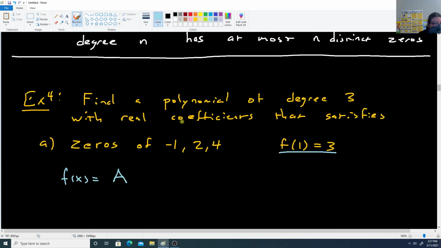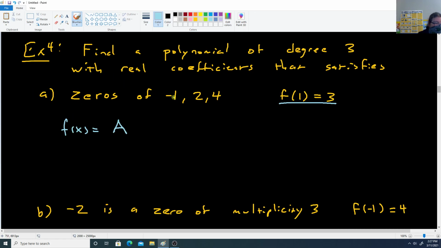So we're going to use this idea and work from the bottom back up one step. If I want a 0 at -1, that had to come from a factor x plus 1. A 0 at 2 came from a factor x minus 2. And a 0 at 4 came from a factor x minus 4. So we've got our zeros figured out. Now we need to figure out how to make f of 1 equal to 3. So this is where we solve for a.